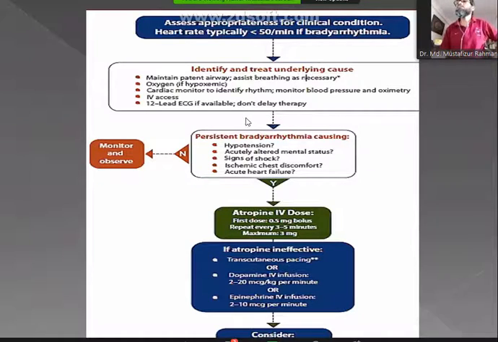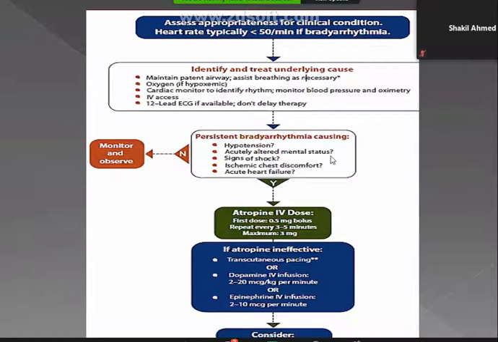So this is the basic life support ACLS algorithm. What I have told already: assess the appropriateness for the clinical condition, heart rate typically less than 50. Identify and treat the underlying cause, maintain the patient's airway, ventilate. This is common to all. Attach the cardiac monitor, IV access. All are common to all cardiac arrest patients.